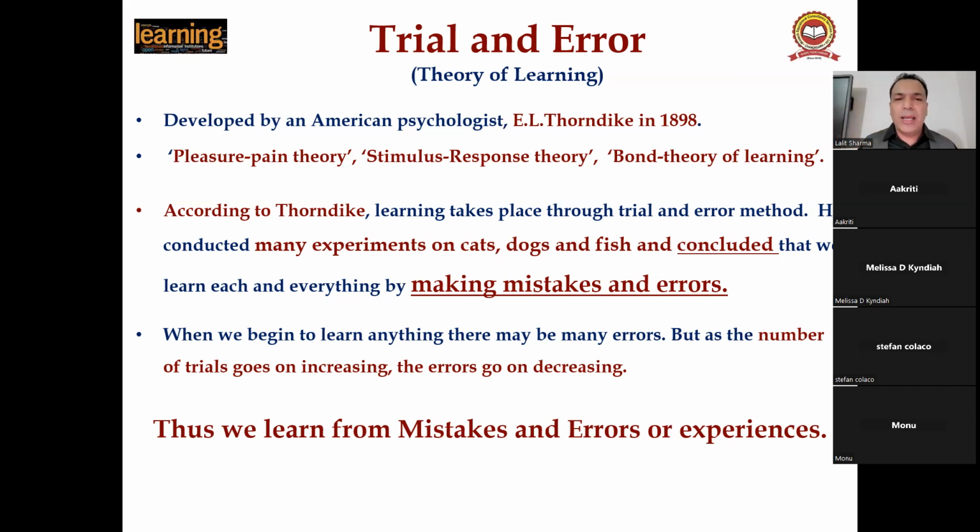For example, you want to learn how to drive a car. In the starting you will make a lot of mistakes, but the day would come, the time would come, when you will become an expert. So in the starting we make a lot of mistakes, according to Thorndike. That's why this theory's name is trial and error theory. Trial means try: we try, we make errors, then we learn the things.